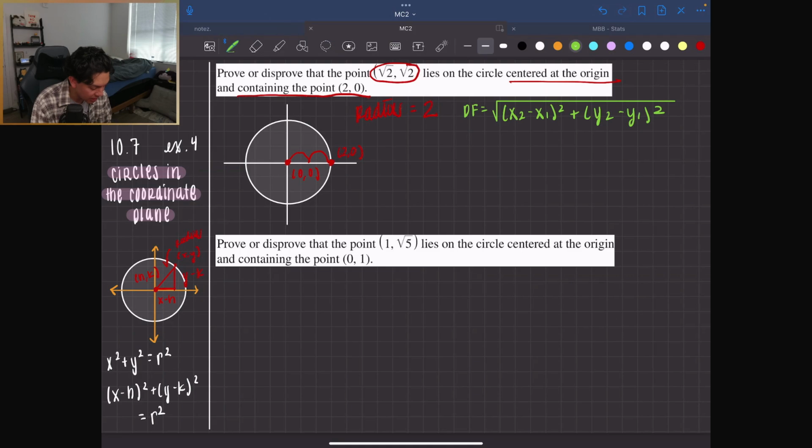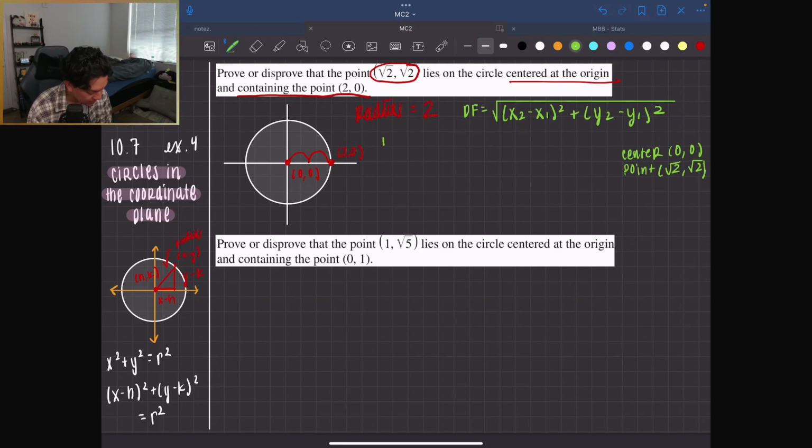In order for us to do that, we need to identify what our 2 points are. So let's say that our center of 0, 0 is our first point, and then our second point is this 2, 0. So we'll say point, oh, no, not 2, 0 actually. Our second point is root 2, root 2. My bad. Root 2 comma root 2.